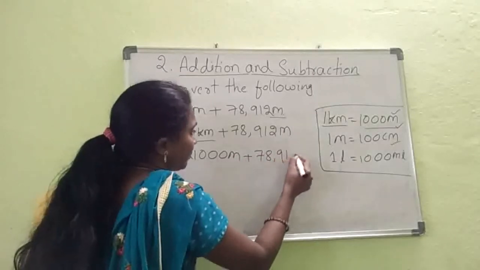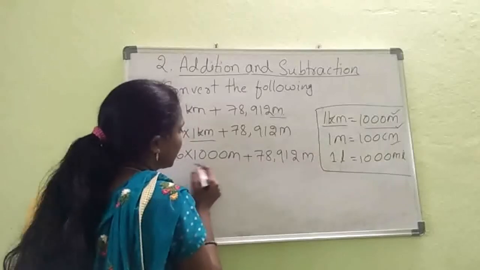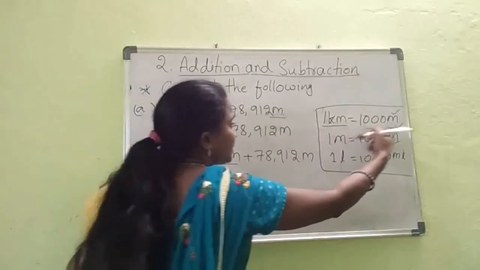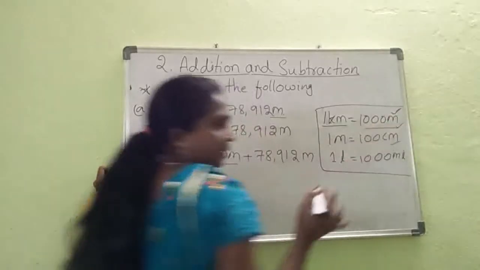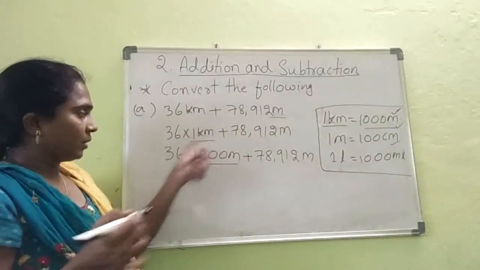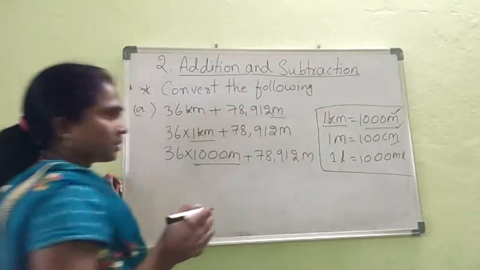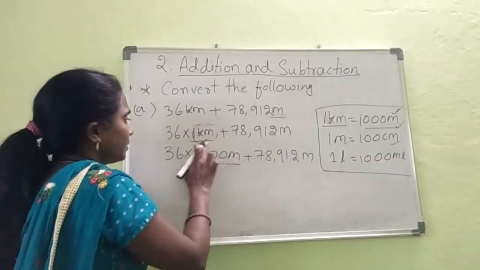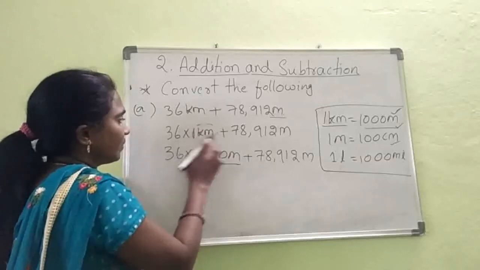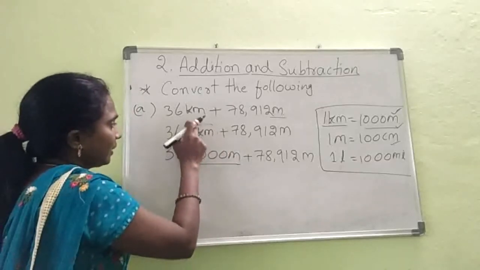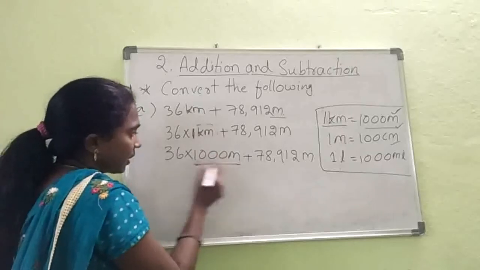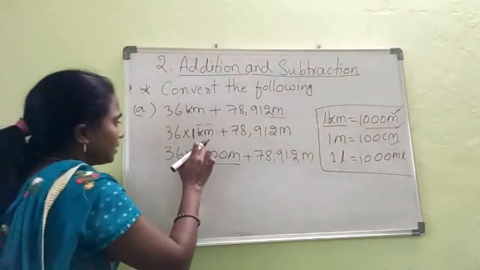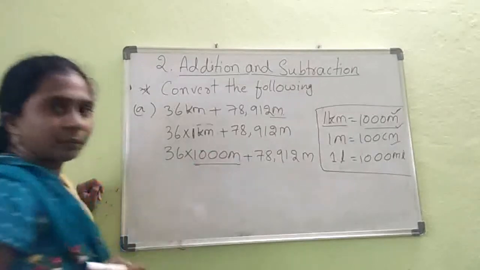I hope you get the point, right? Why have I written 1000 meters here? Because the standard value is that 1 kilometer equals 1000 meters. So instead of writing 1 kilometer, I wrote 1000 in place of 1 kilometer. Okay, don't confuse. This is 1 kilometer, and in place of 1 kilometer, I wrote 1000 meters, right? In the 1 kilometer place, I just get the 1000 meters.